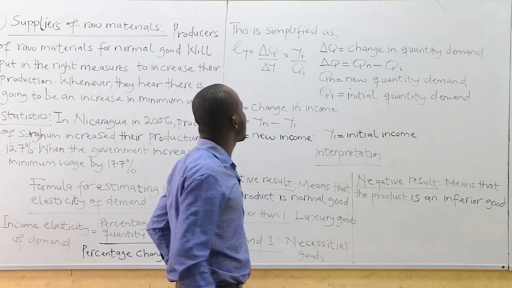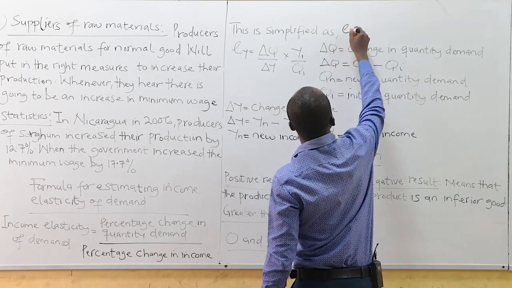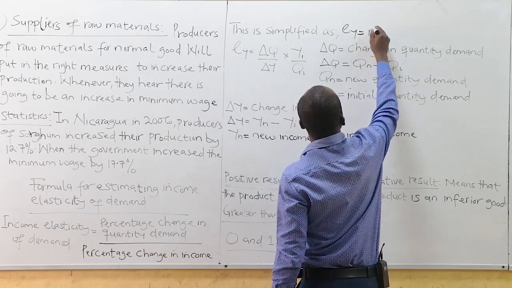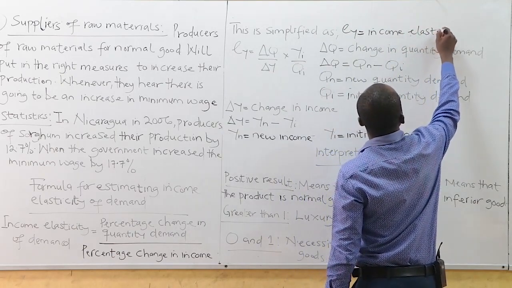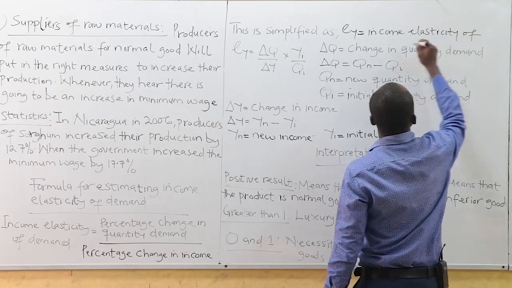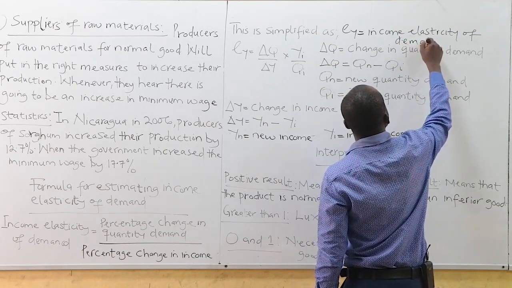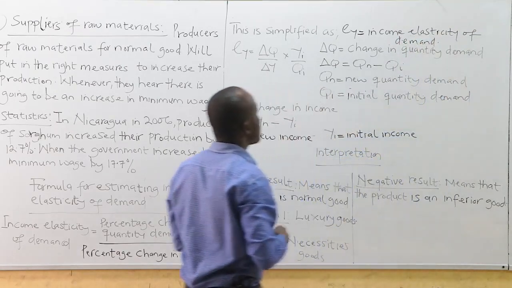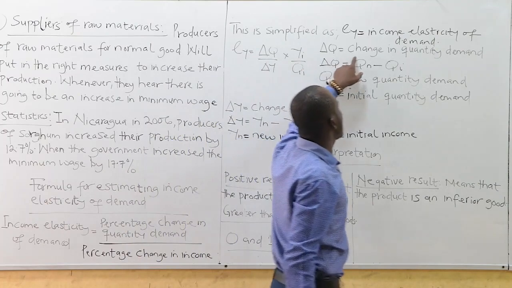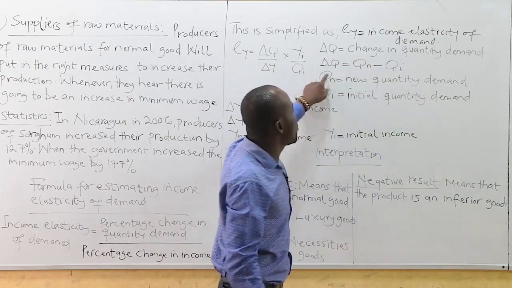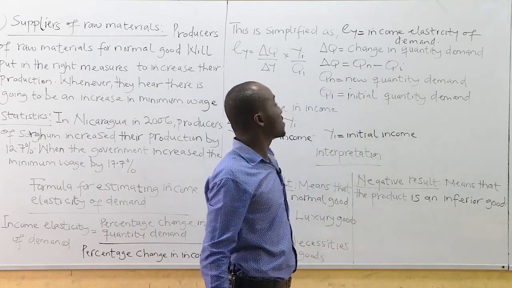EY, let me put this here. EY represents income elasticity of demand, right? So change in Q is a change in quantity demand. And change in quantity demand is the new minus the initial. The QN is the new quantity demand. The QI is the initial quantity demand.